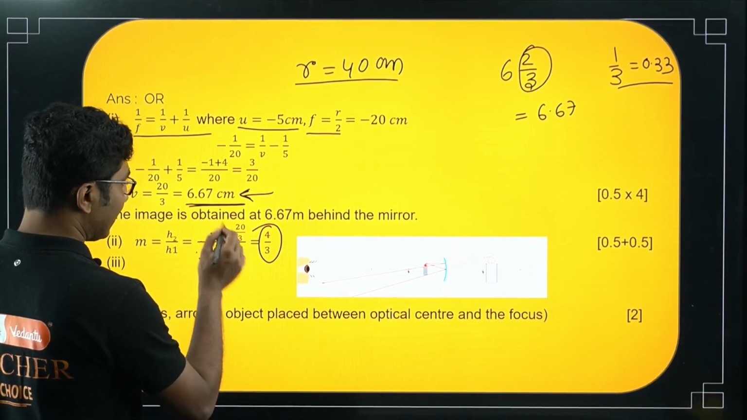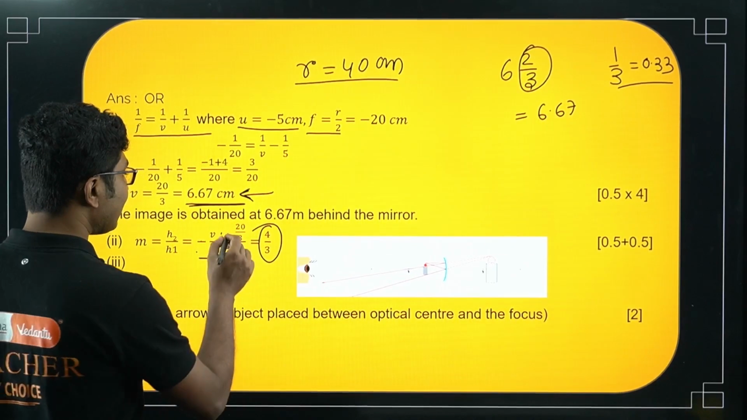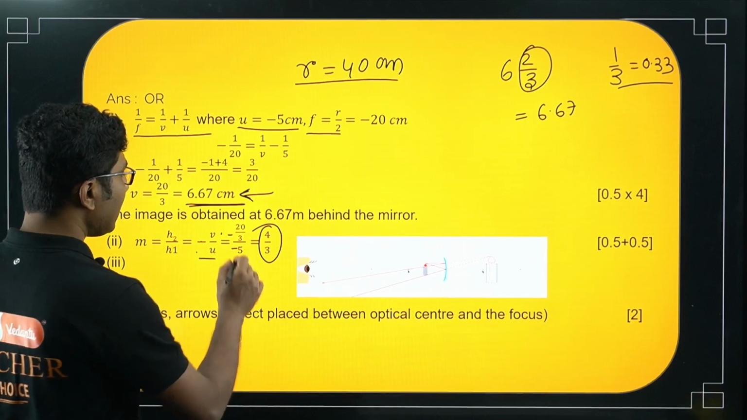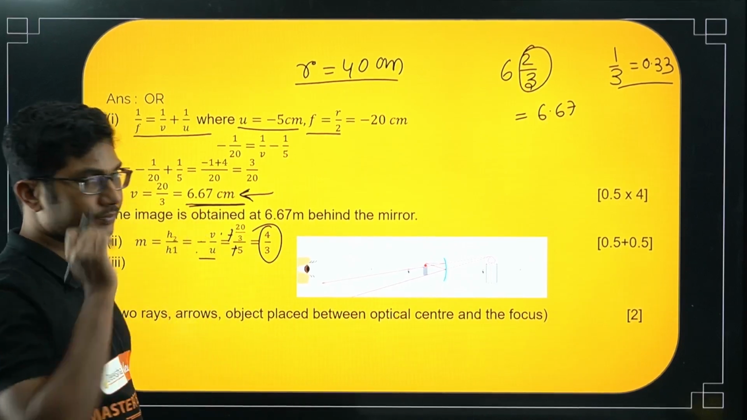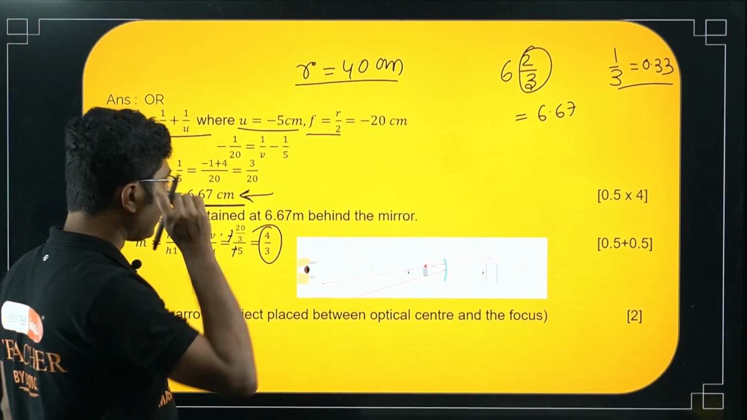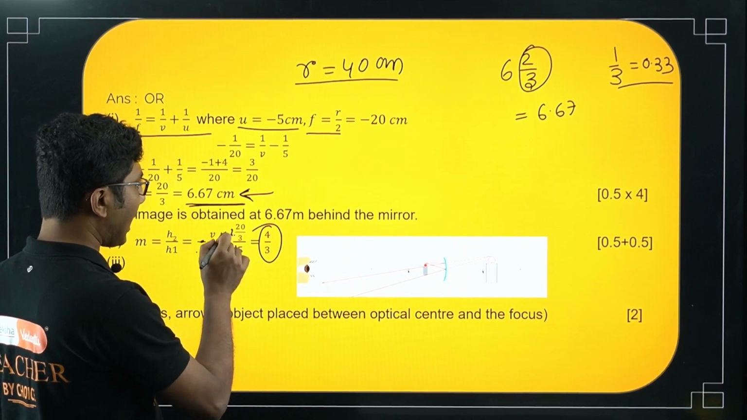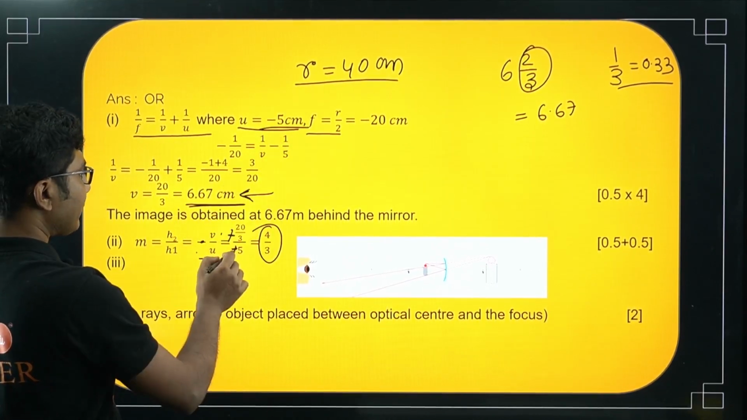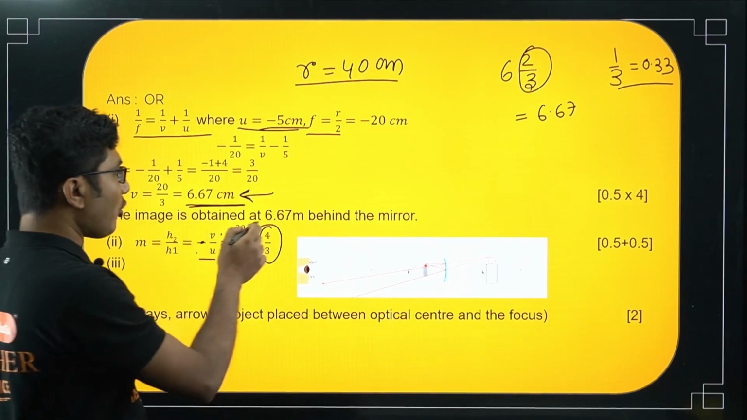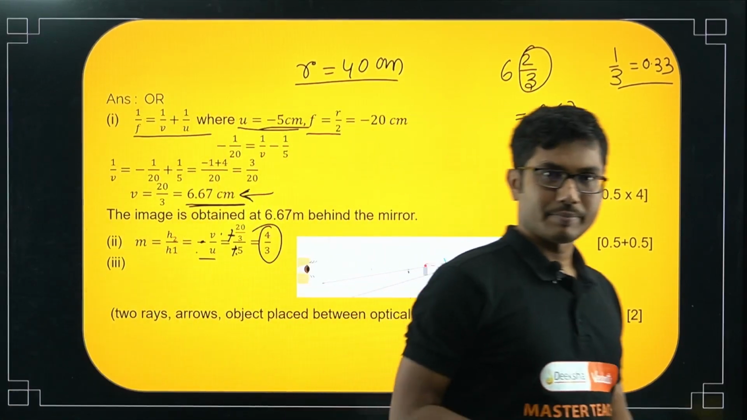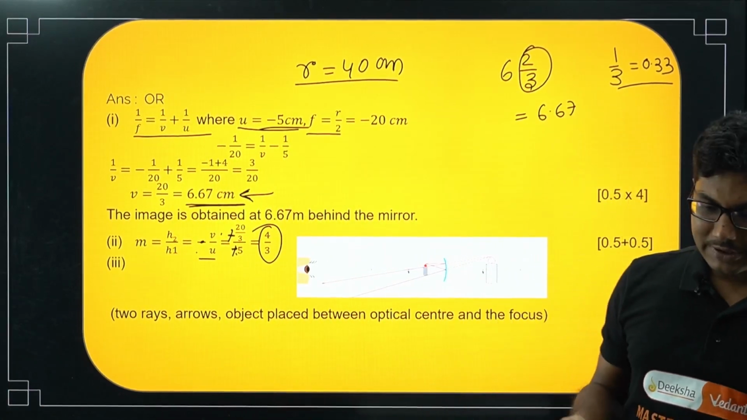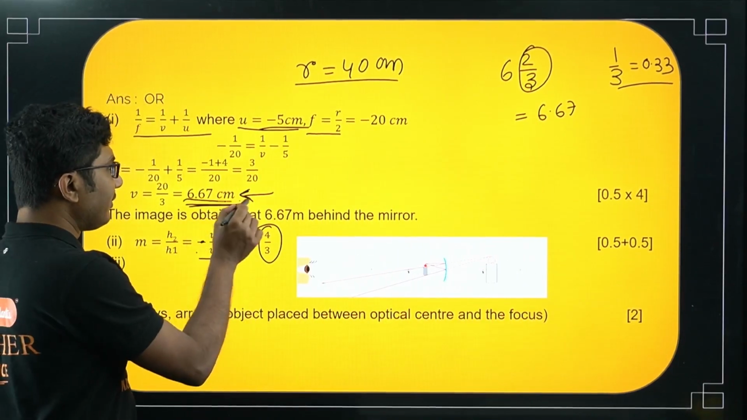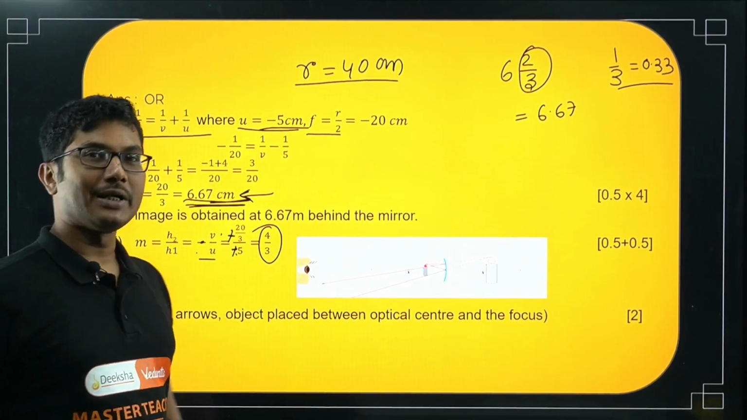Here they have cancelled the negative sign directly, so you have to be careful. The negative sign was there, and because u is negative, these 2 negative signs cancel: the original negative sign and the negative sign from u. So that's why this is positive. Positive means it's an erect image. If it is a negative value, it means it's an inverted image. Now erect image, v positive, then definitely it is behind the mirror and it's a virtual image.